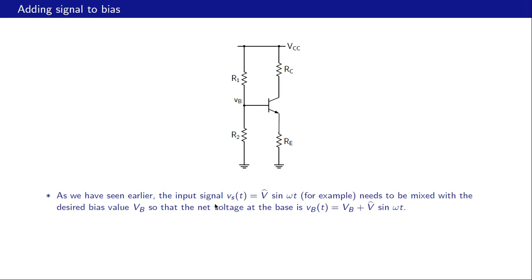So the input signal Vs of t, which is typically taken as a sinusoid, for example, needs to be mixed with the desired bias value VB, so that the net voltage at the base, this voltage, is the DC component, which we have already computed in the last slide, and in that example it was 1.8 volts, plus the signal.